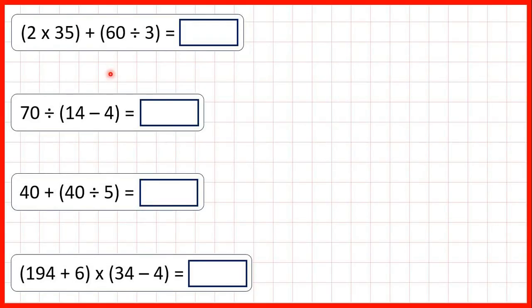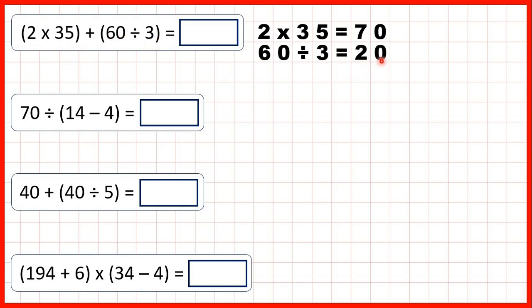So here we have some calculations with brackets, and what we need to remember is that we always do what's in the brackets first. So for this first question, we have 2 times 35 in brackets, and we need to add 60 divided by 3 in brackets. Now 2 times 35 is 70, and 60 divided by 3 is 20.